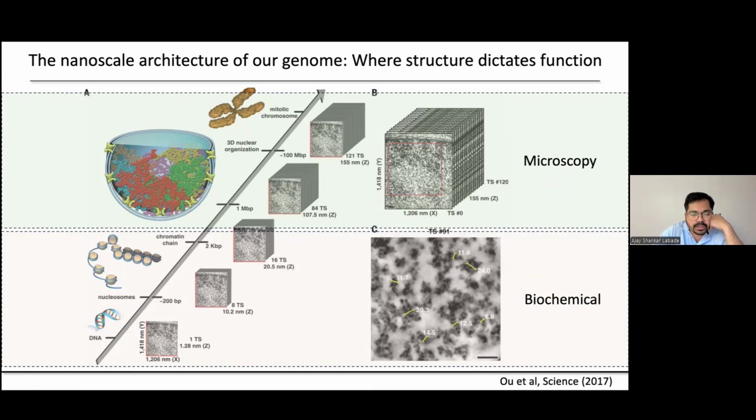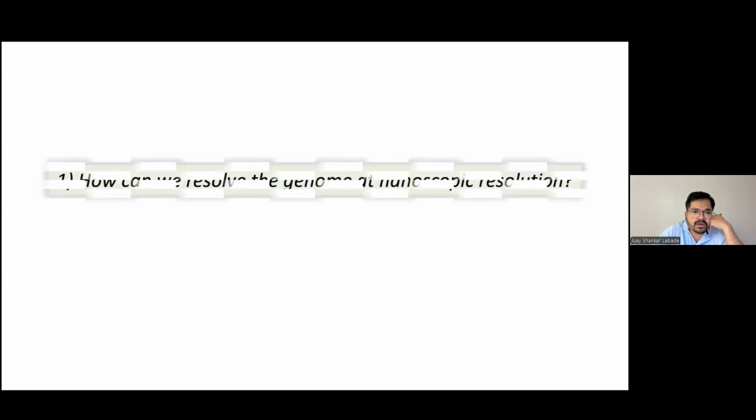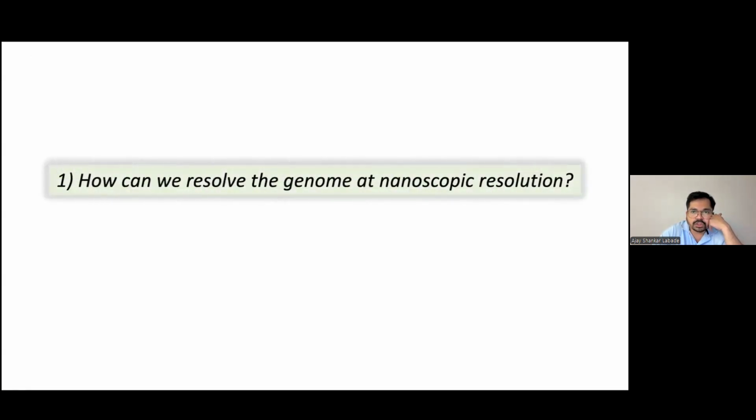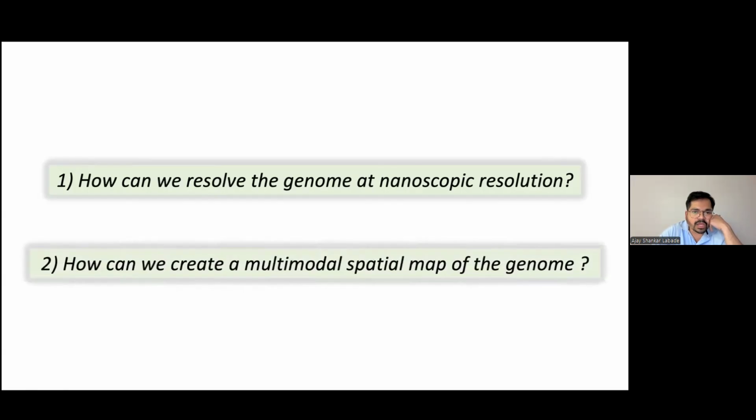And therefore, we primarily had two questions to begin with when we started this project. First is, how can we resolve the genome at nanoscopic resolution? Because we need something that can allow us to look at extremely small structures, just like DNA or maybe very small chromatin domains. And second, how can we create a multi-dimensional, multimodal map, where we can not just look at the DNA, but also look at proteins organized, interacting with that particular part of DNA at extremely small scale.